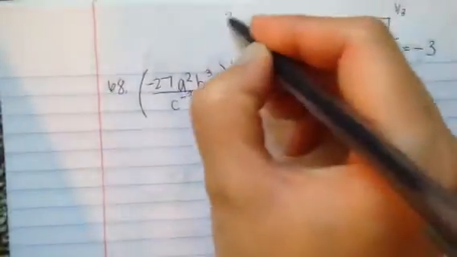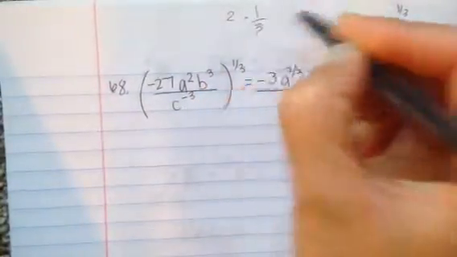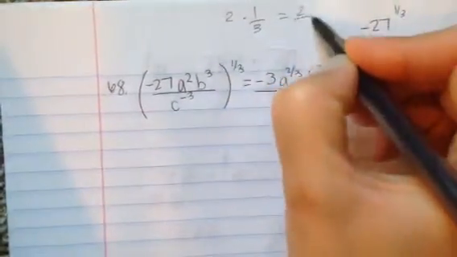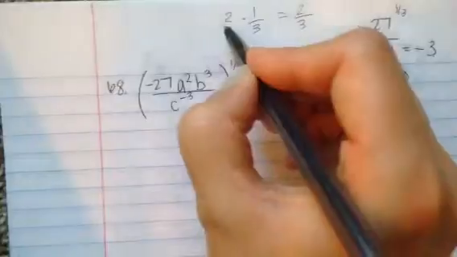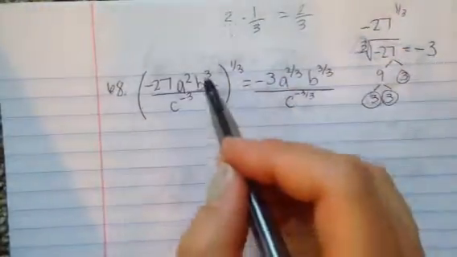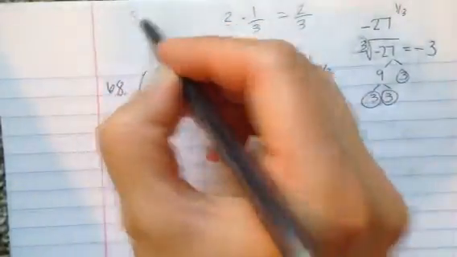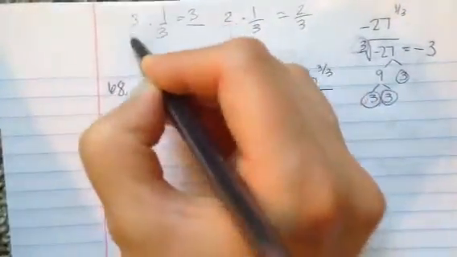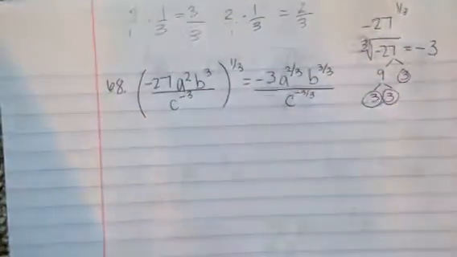So again, when you have 2 times 1/3, you just multiply across. So 2 times 1 is 2 over 3. And this is over an invisible 1, so you could say 1 times 3. So it's 2/3. And then 3 times 1/3 is just going to be 3 over 3.